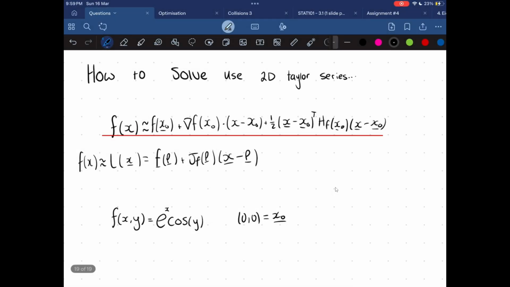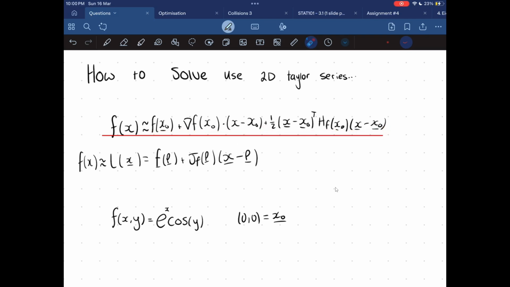Hey guys, so today we're going to be looking at how to solve problems using the Taylor series in a two-dimensional plane. So in this case, we're going to be looking at functions with two variables. As you can see here, the formula for this is the one underlined in red, which contains two parts: a linear part, which is this part here, and a quadratic part, which is the second half here.